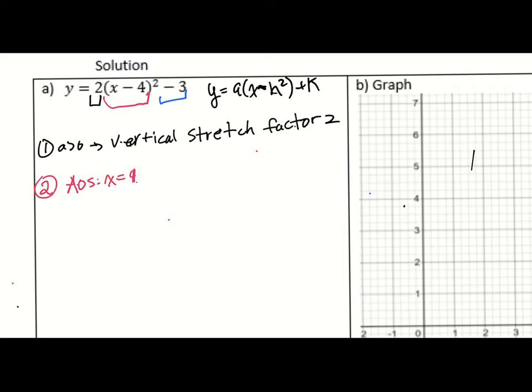That also, if you think about it, gives us information on the vertex. And the vertex, I'm going to call it V. And so because it's minus 4 here, it's positive 4 here. Now, you know from our practice that if it's minus 4, it means this parabola moves right 4 units.